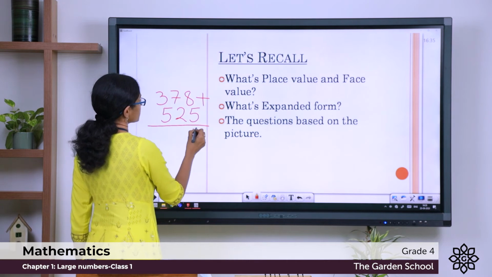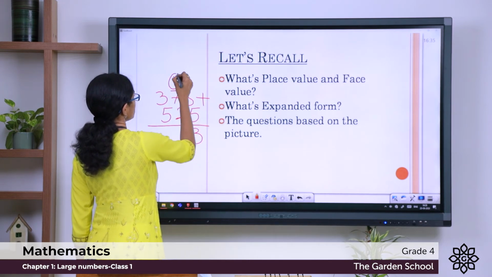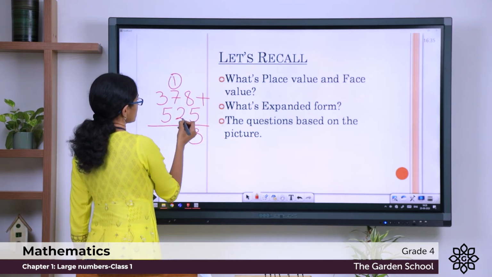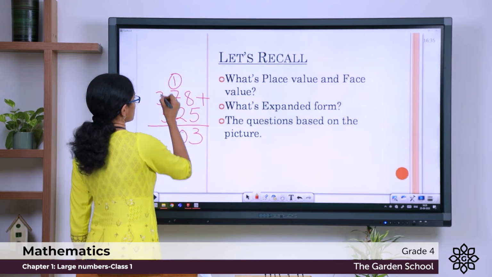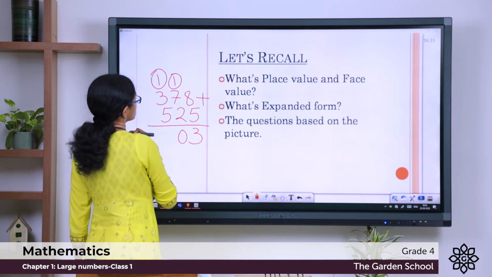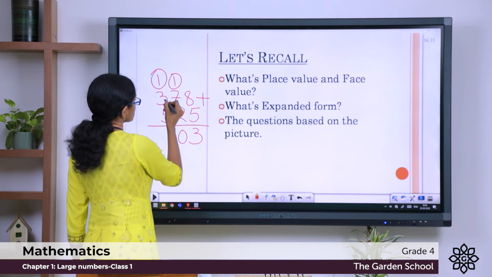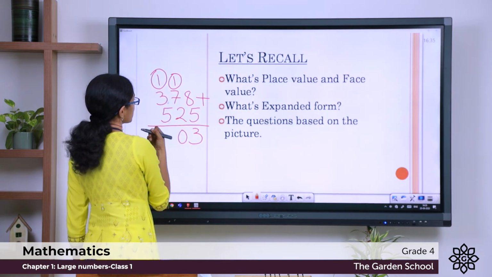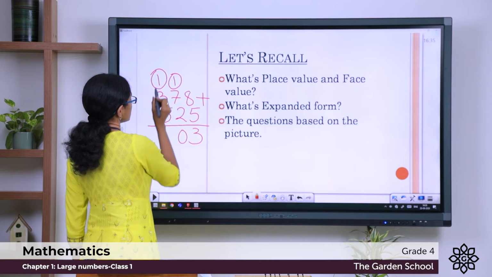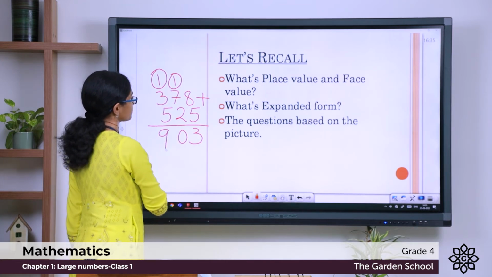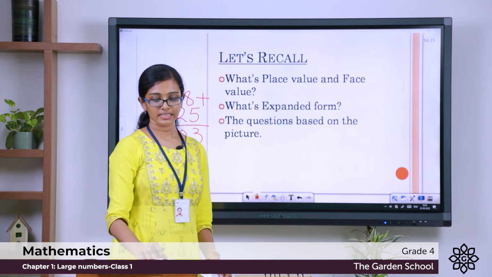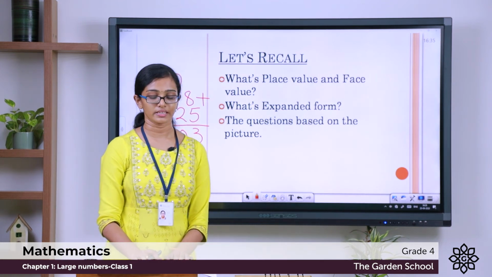So 8 plus 5 gives you 13, the carryover 1 goes to the next place. So 7 tens plus 2 tens equal to 9 tens, plus 1 is equal to 10 tens. 1 hundred is moved to the hundreds place. So 3 hundreds plus 5 hundreds gives you 8 hundreds, plus 1 hundred is equal to 9 hundreds. So the answer in this case is 903 meters.